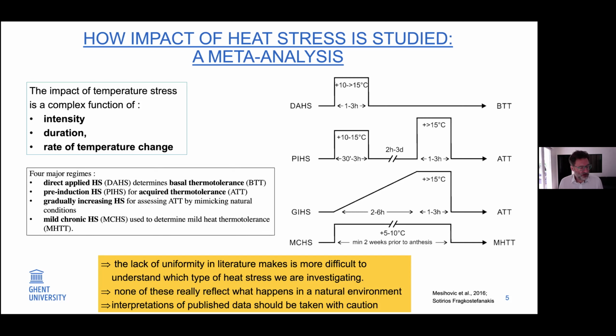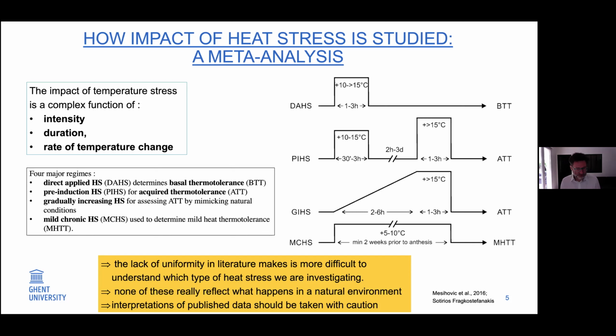Another type of regime is a pre-induction heat stress, where you pre-treat for a short time with this high temperature, and then look at how the plants are able to respond when you apply a second heat stress for a short time. And this will then measure, for example, the acquired thermotolerance. And the idea was then to see how plants can actually adapt to a change in climate, for example.